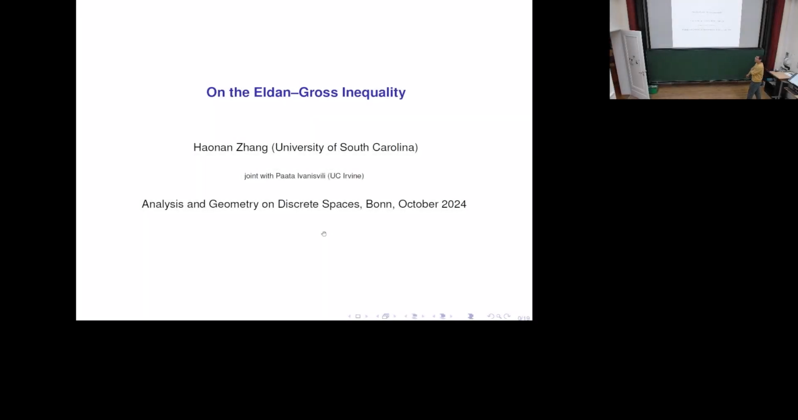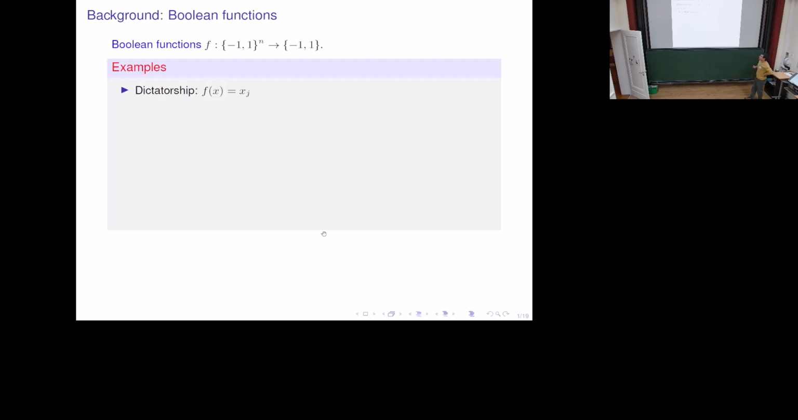Okay, so this is a joint work with Paata. The inequality is named after Eldan and Gross, which I will certainly reveal later. But first of all, let me give you some background about the Boolean functions.